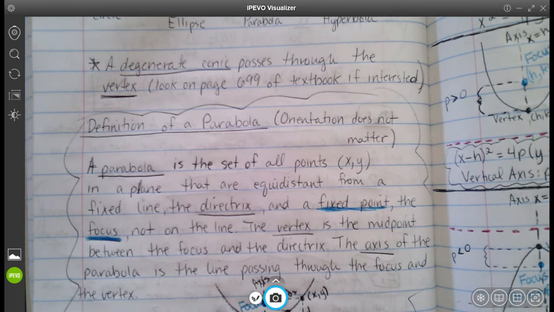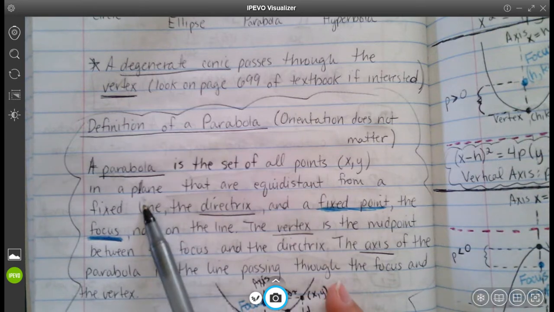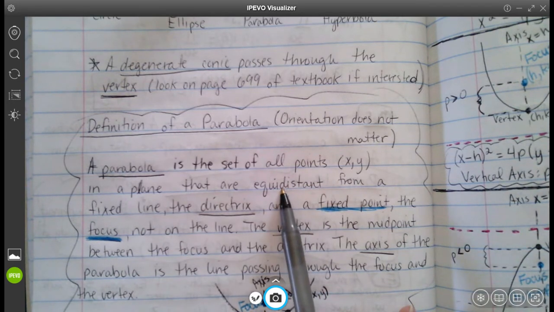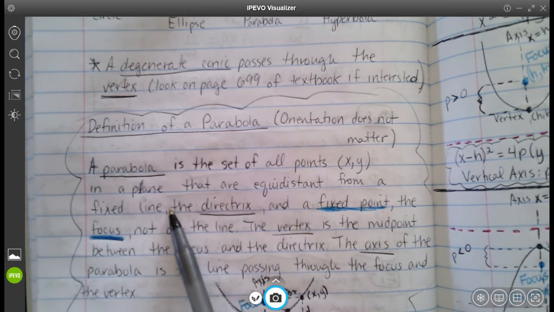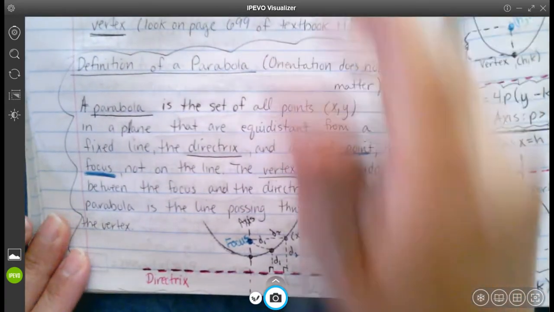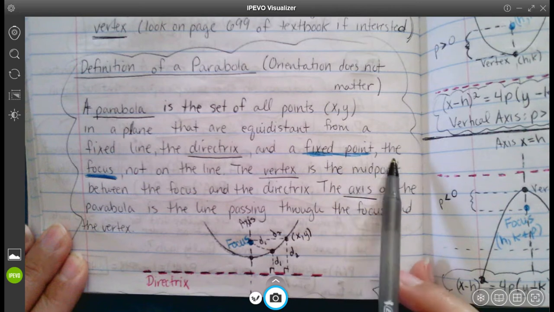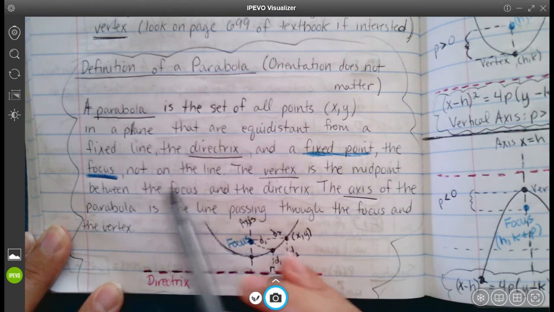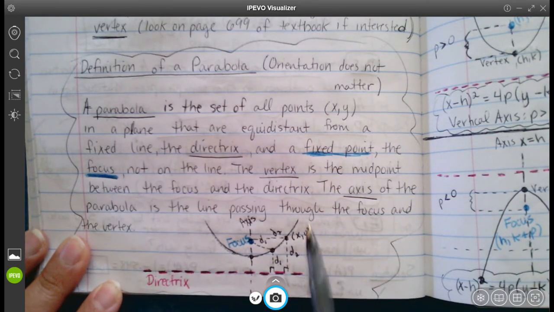So here we go. A parabola is the set of all points x and y in a plane that are equidistant, there's that word again, from a fixed line, which we know as the directrix, and a fixed point, which is called the focus, that are not on the line. Here's a picture, by the way. Let me keep reading.